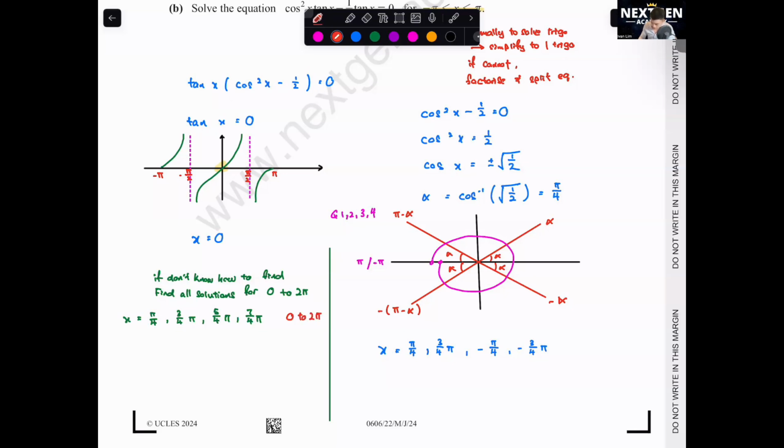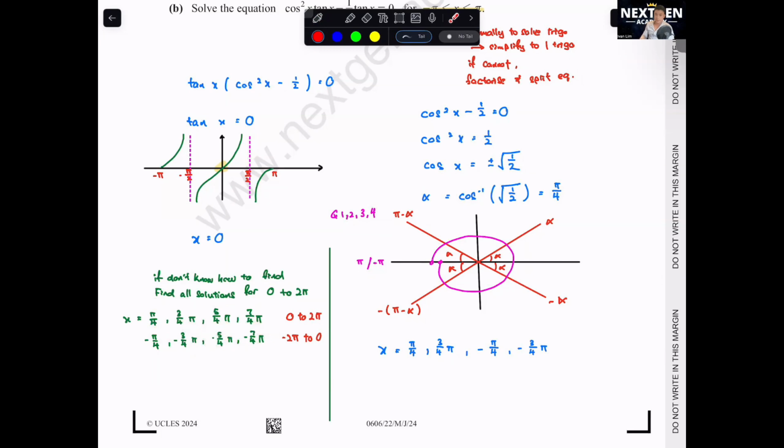Now, I want to take another one, which is from negative 2 pi to 0. Means you're going to minus 2 pi from all these 4 values. When you minus 2 pi from all these 4 values, the answers that you get are negative pi over 4, negative 3 over 4 pi, negative 5 over 4 pi, and negative 7 over 4 pi. This one, when you minus 2 pi, you get this. This one, you get this. This one, you get this. And this one, you get this.